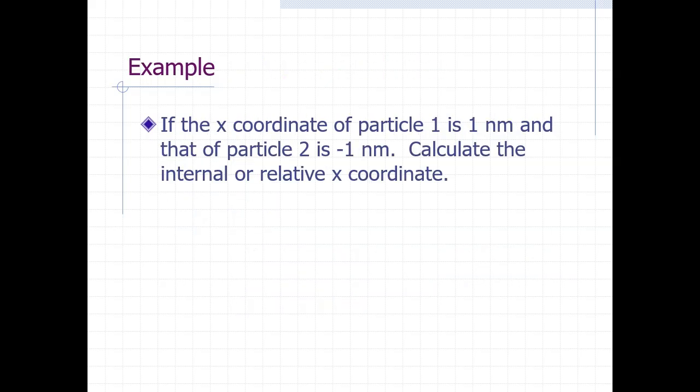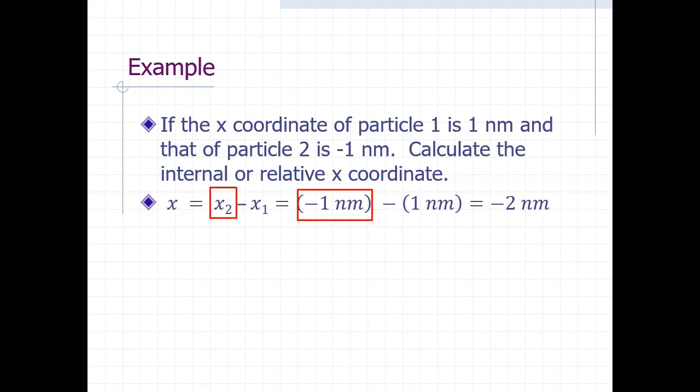Here's a simple example. Suppose the x-coordinate of particle 1 is 1 nanometer and that of particle 2 is -1 nanometer. Calculate the relative x-coordinate. The relative x-coordinate is just the location of particle 2 if we were to imagine moving the origin to where particle 1 is. It's calculated by subtracting x1 from x2. Since x2 is -1 nanometer and x1 is 1 nanometer, we get -2 nanometers.